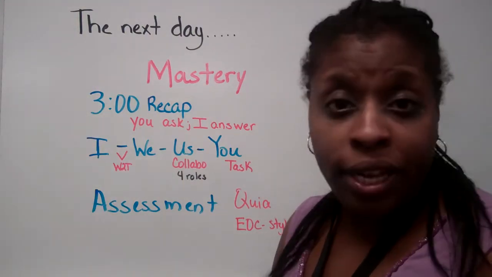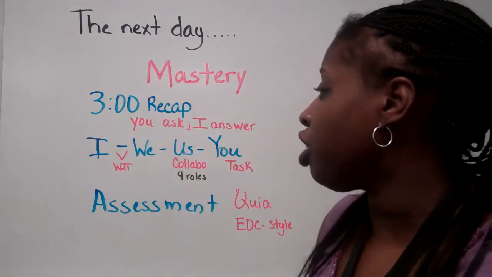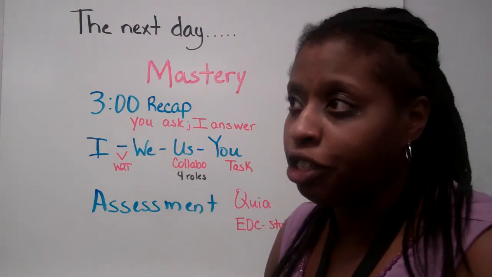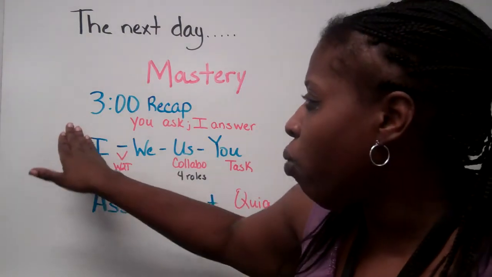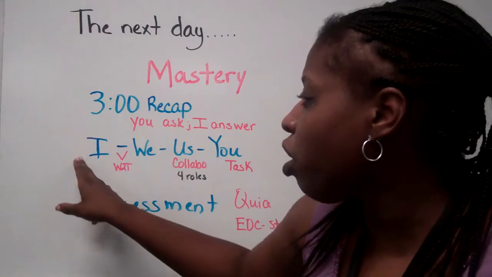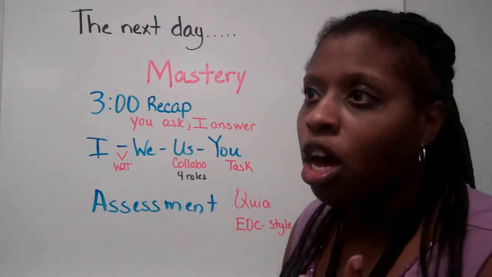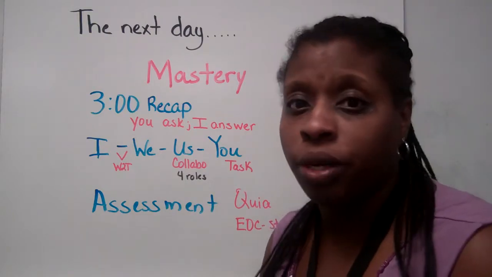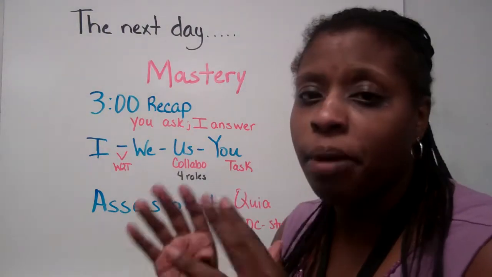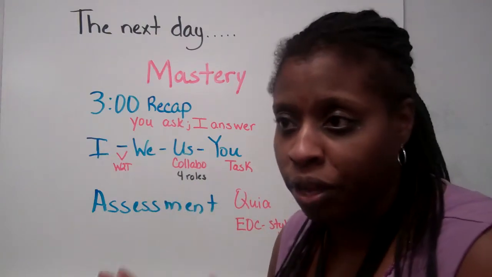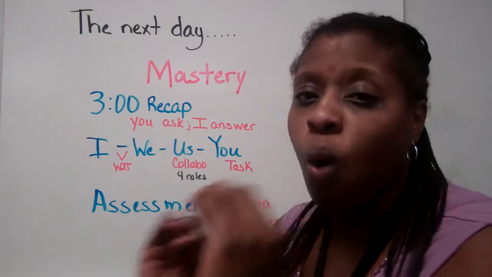After the 3-minute recap, we're going to do I, we, us, you. That's where we're going one step further towards mastery. So, right about here, we're in the remembering and defining stage. Here, we're going to be in the analyzing stage towards mastery. So, the I is where I do it. That's where I'm up at the board, I'm doing the problems, I'm doing the work. All you're doing is watching me do it.